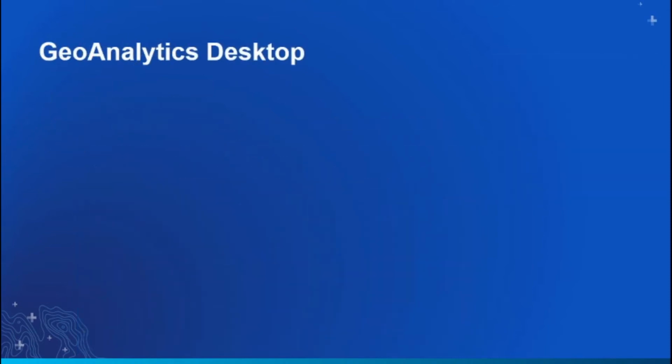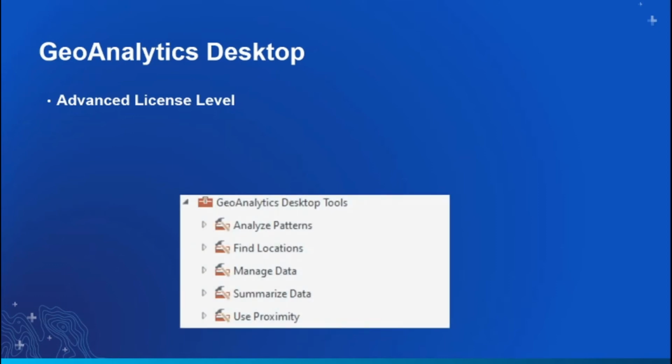Another set of analysis tools is the GeoAnalytics Desktop. This set of tools needs an advanced license level, so you can only use this if you have the ArcGIS Desktop Advanced license. You'll see that the tools within this toolset are tools that we've talked about before. You can see we're talking about analyzing patterns, which is like spatial statistics, summarizing data, or using proximity, which is the proximity and overlay tools.